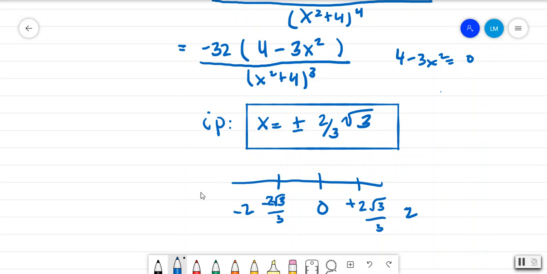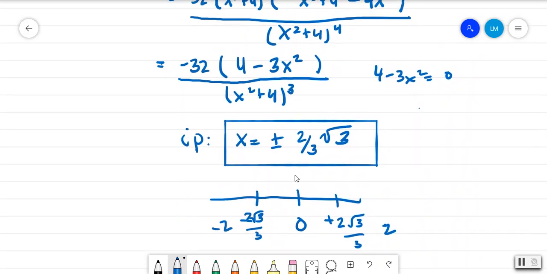Now note that this is going to do the same thing on this side. So if I plug in 0, I have that it's going to be negative. If I plug in 2, it's actually going to be positive. And if I plug in negative 2, it's still the same thing. It's going to be positive.